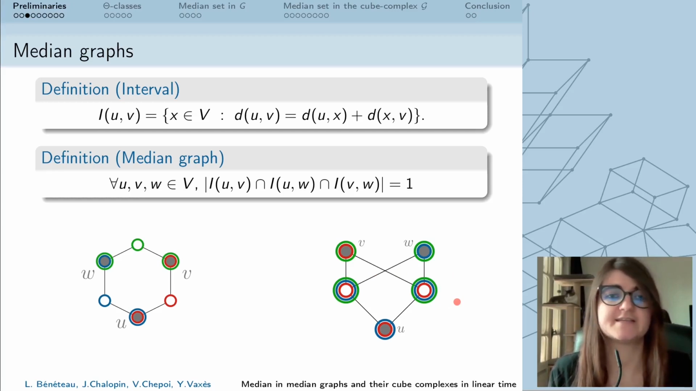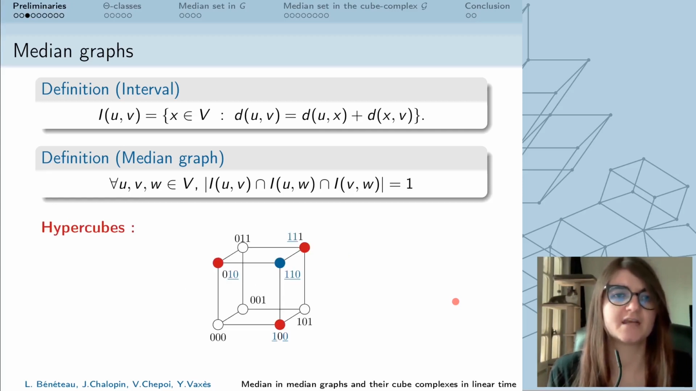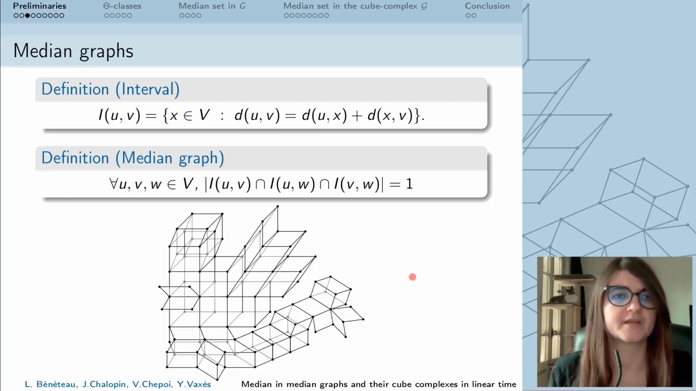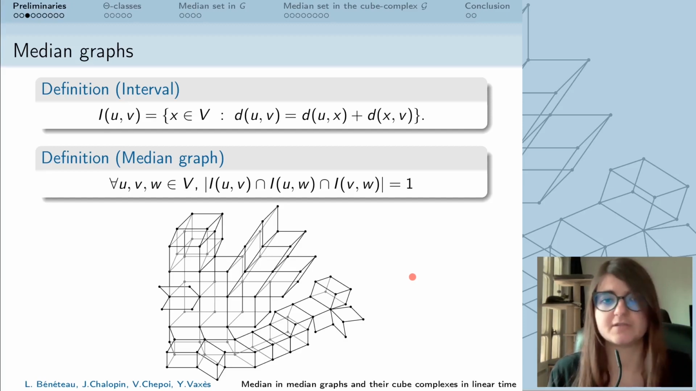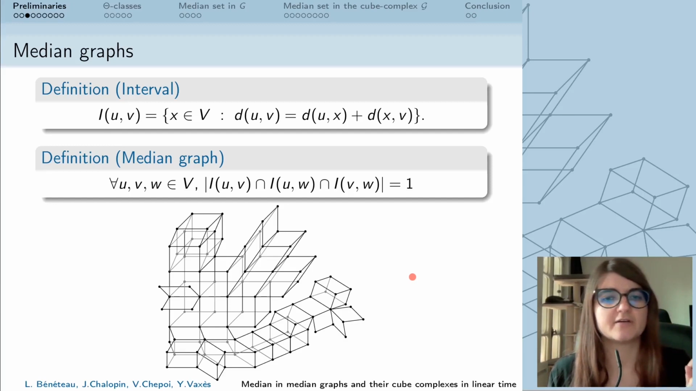But there are some graph classes that are known to be median, for example the trees, the grids, and the hypercubes. Here is a bigger example of a median graph. Intuitively, we can see it as hypercubes glued on smaller hypercubes. Median graphs are really important in many areas, like concurrency theory, graph metric theory of course, and the theory of group geometry.